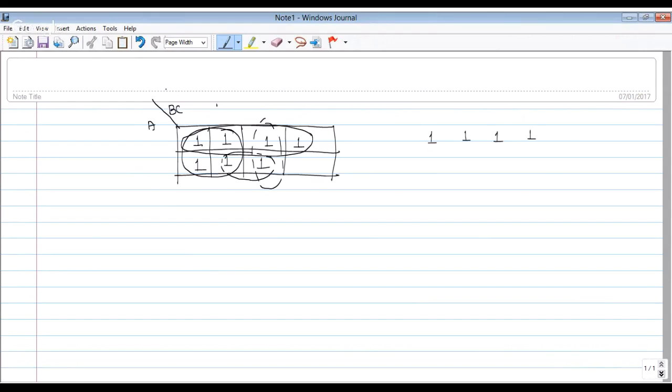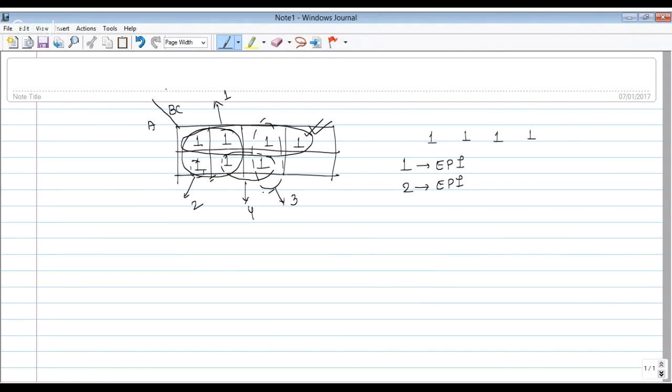So how many PIs are there? 1, then 2, then 3, 4. These 4 are PI. Out of these, one is uniquely covered, so 1 is also an EPI. Similarly, this 2, that is this square, has this one which is unique, not covered by any other min term. So it is an EPI.